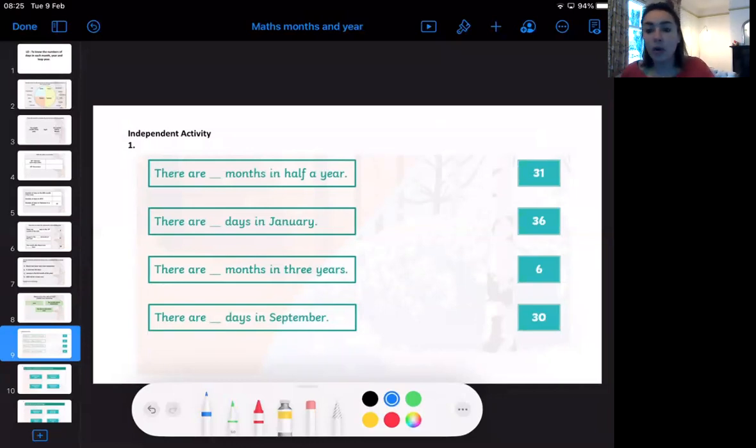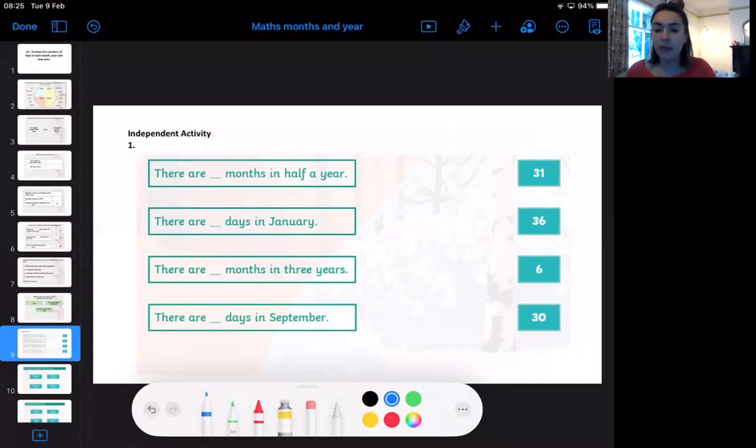Think about how many months there are in the whole year, and if we're working out half, you're going to divide it by 2. There are days in January. There are how many months in 3 years? You know how many months there are in 1 year, so you can multiply it by 3 to work out how many months there are in 3 years.